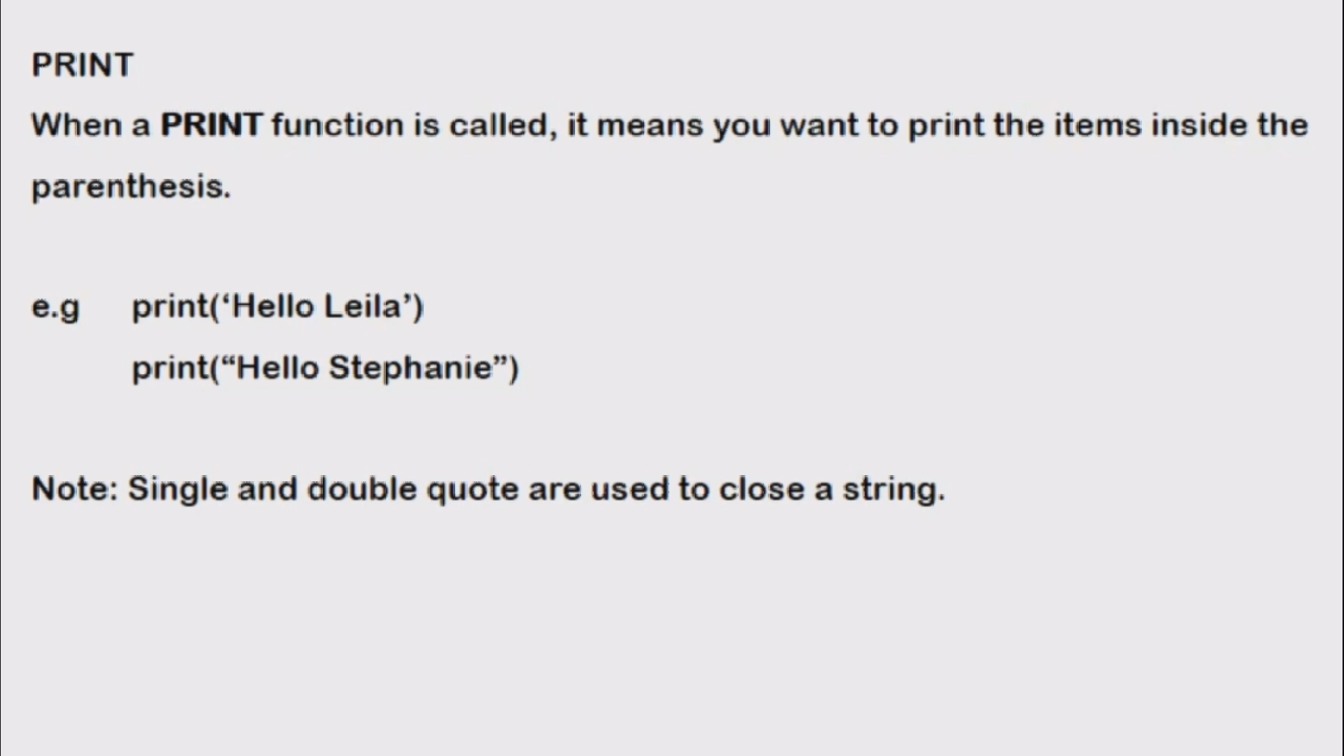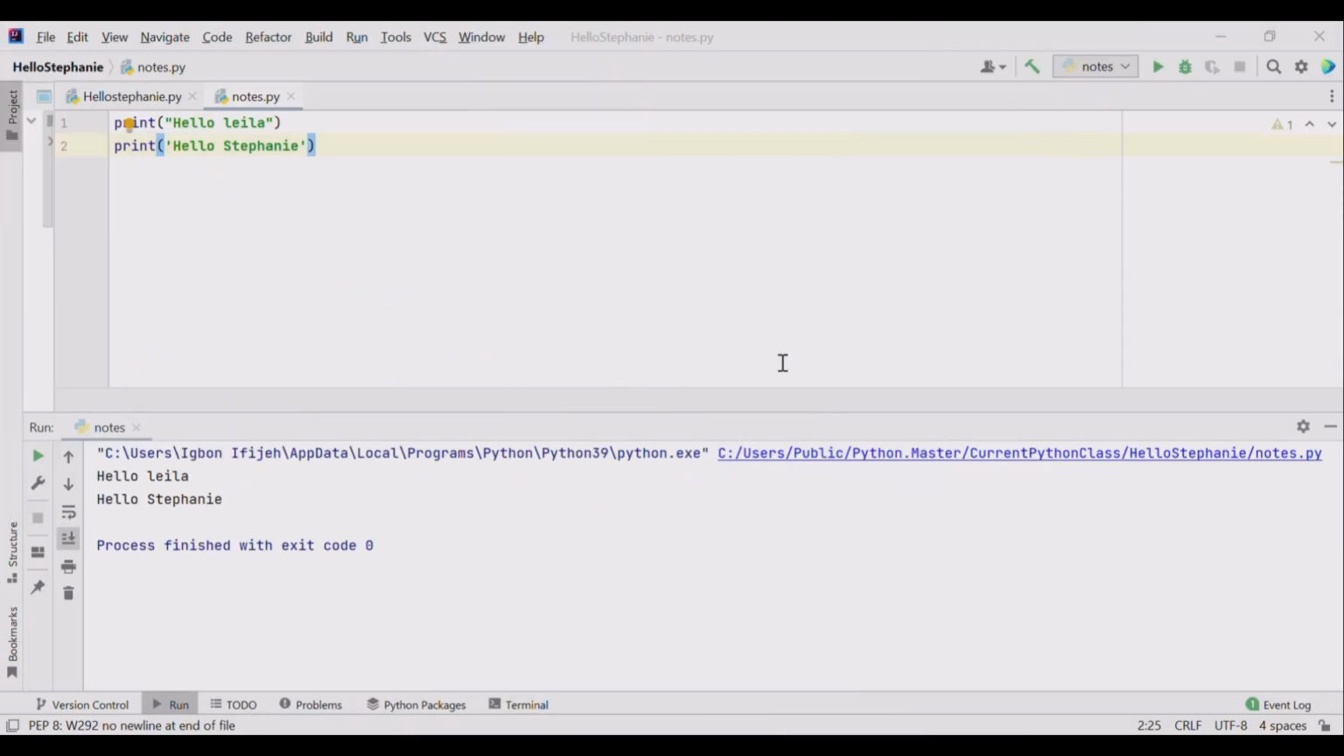Note, single and double quotes are used to close a string. Without those quotes, the print function would not be executed. There will be an error. So if you want to achieve a straight result, you have to use either single or double quotes to close a string. Now, let's go to the example.